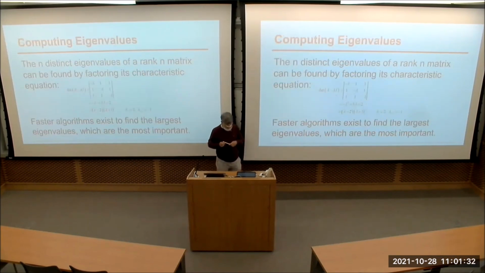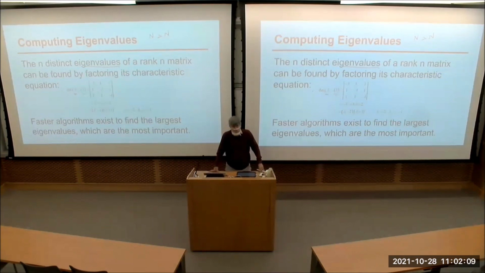When you took your linear algebra class, you discovered that any n by n matrix of rank n had n distinct eigenvalues. How did you find the eigenvalues of a matrix? Well, you took that matrix A and subtracted lambda times the identity matrix. The determinant of it, remember, the determinant of a matrix was a number.